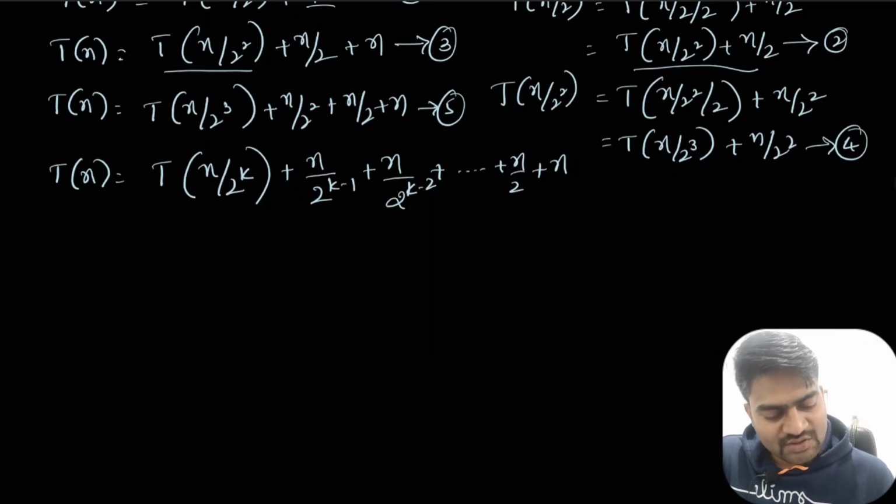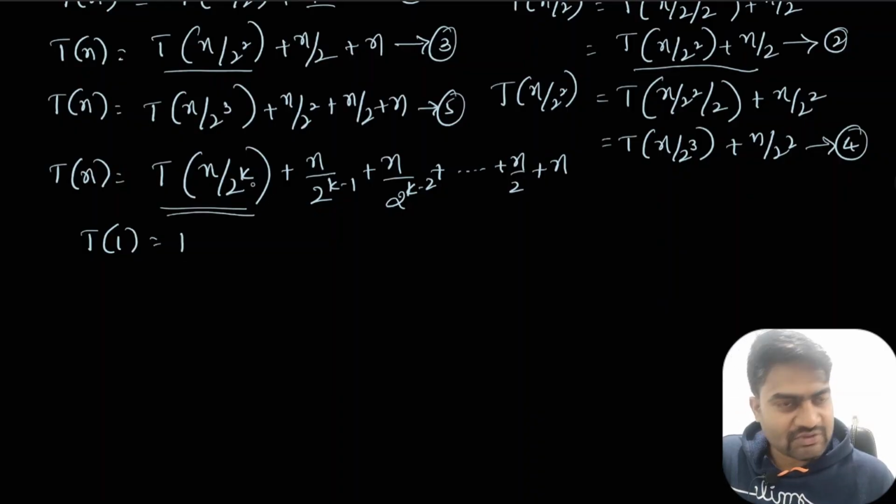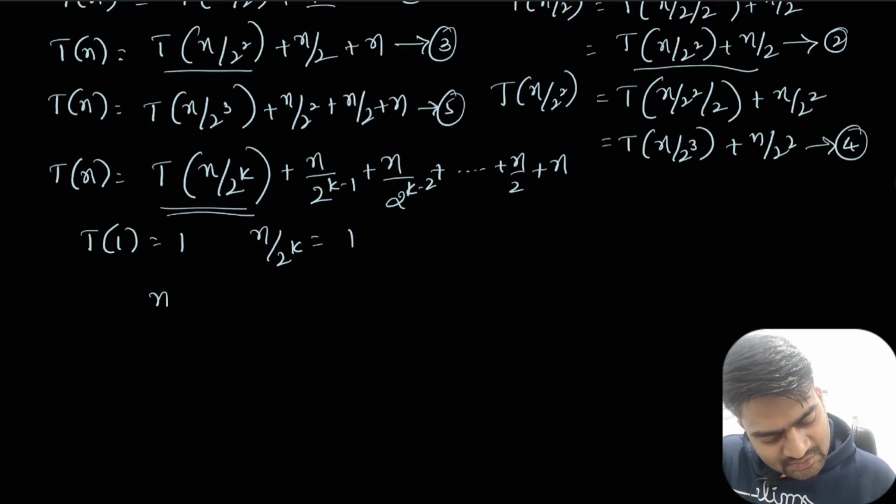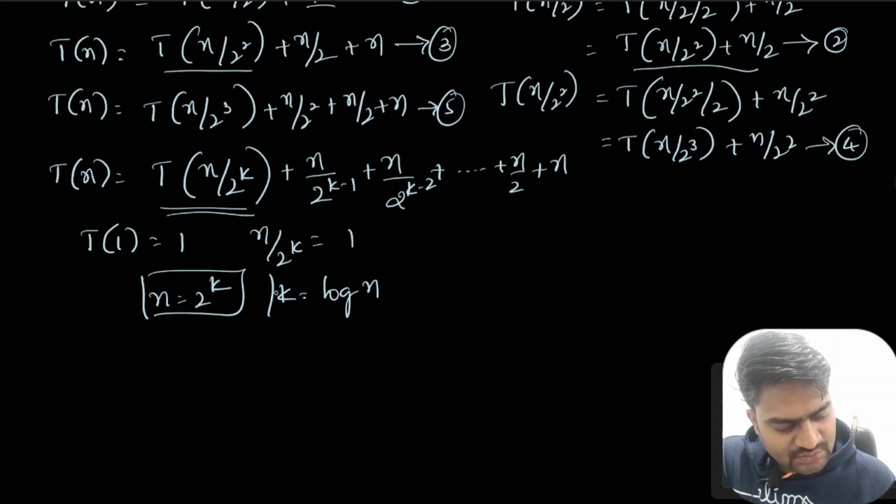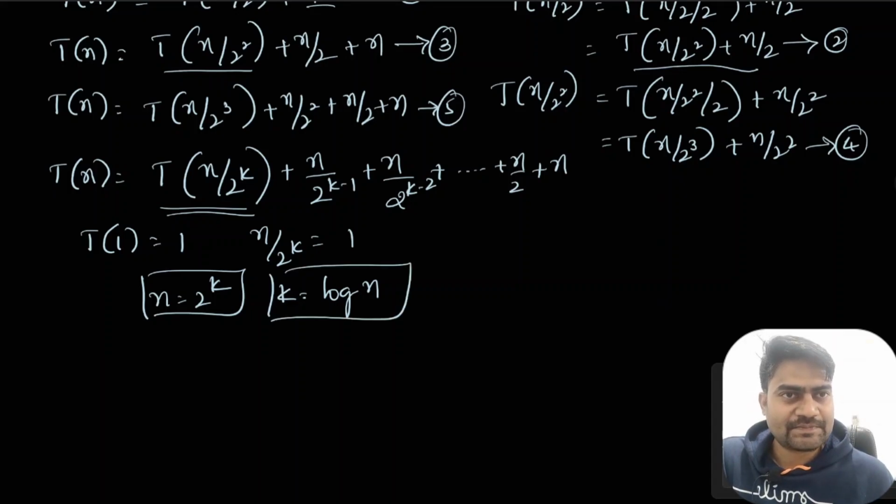Now one thing we know, we have T(1) equal to 1. So in order to remove this T(n/2^k), we have to reduce it to T(1). If that is the case, our n/2^k will be 1. So n is equal to 2^k. Correct, right? And k will be log n. So these are the two important terms that we can use.